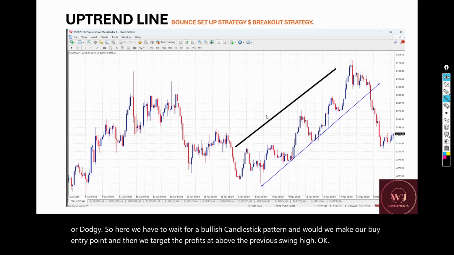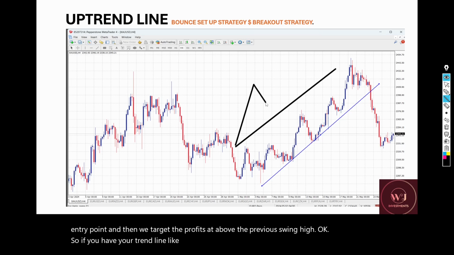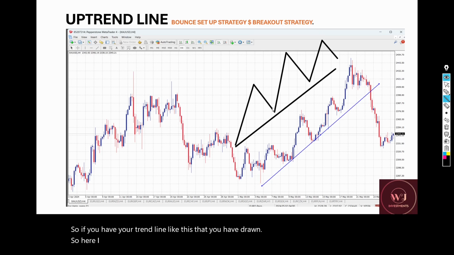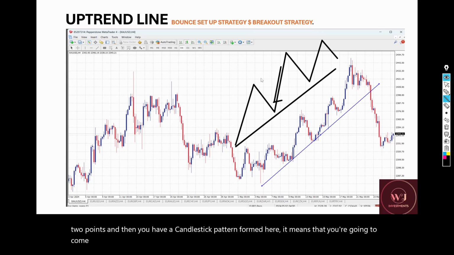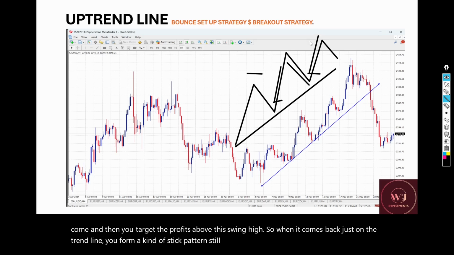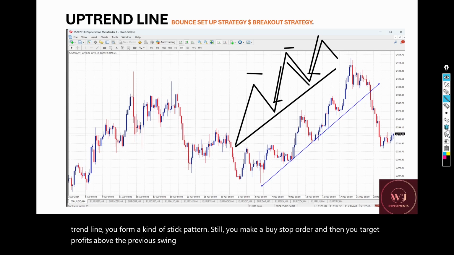So if you have your trend line like this that you have drawn, here we wait for the price to go high, come and then test on the trend line. If you have 2 points and then you have a candlestick pattern formed here, it means that you're going to come and then you target the profits above this swing high. So when it comes back, tests on the trend line, and you form a candlestick pattern, still you make a buy stop order and then you target profits above the previous swing high. Okay.